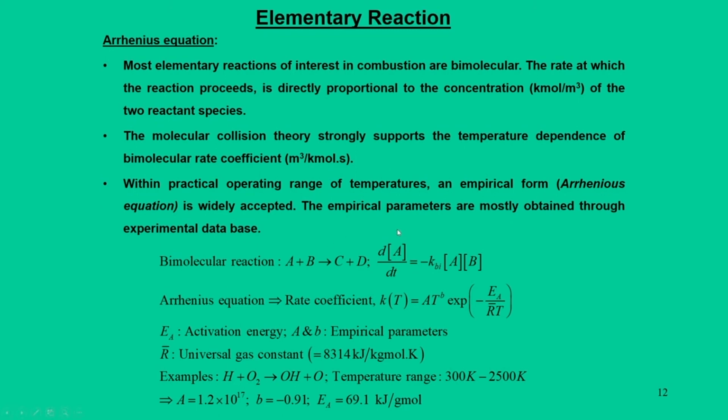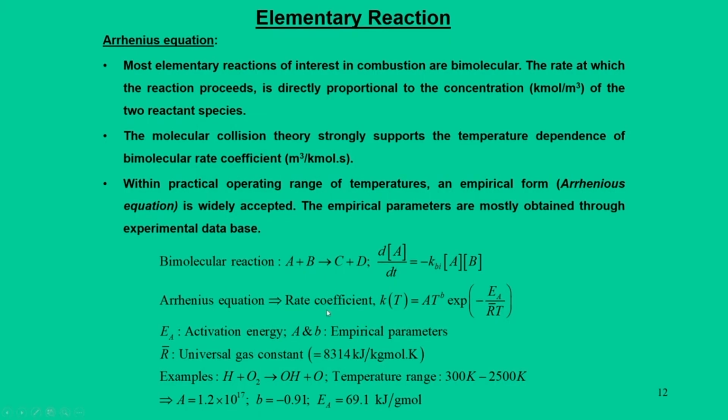Although typically, to find these rate coefficients, people use molecular collision theory or kinetic theory of gases, that becomes a very critical part, and maybe not the scope of this course. Rather, we will focus on finding the rate coefficient through the Arrhenius form of equations. So, what it says is that A plus B gives C plus D, and we write d[A]/dt is equal to minus K bimolecular [A][B], because the reaction order is 2, and the stoichiometric coefficients are also 1 and 1.